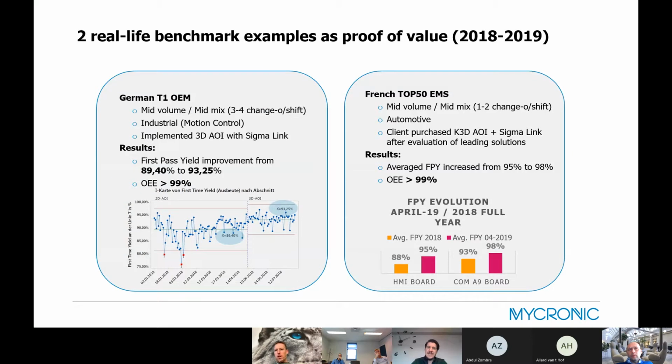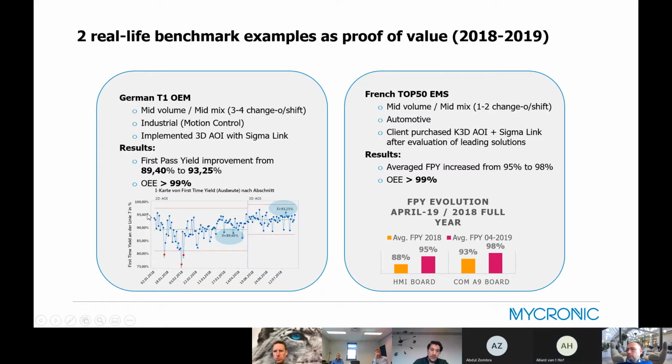These were two big benchmarks we had in the past, a little bit older, 2018 and 2019, but very big ones. This is why I took these two. I will not mention the names of the companies, but one is an absolute top OEM in Germany, a very big company, and the other one is one of the top French EMS. After implementing a 3D AOI, in this case it was ours, this is why we have the numbers, but in general we are talking about a 3D AOI with our software SigmaLink.